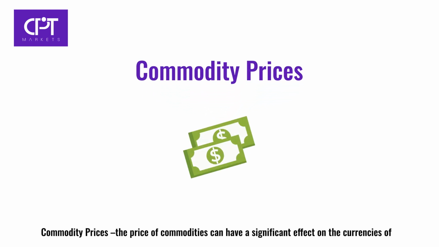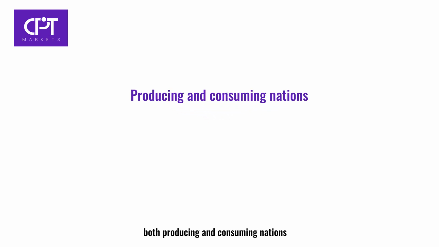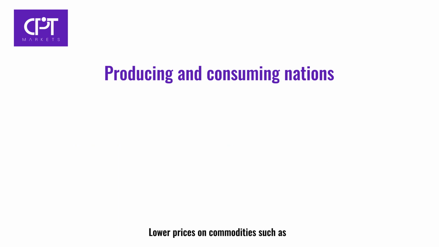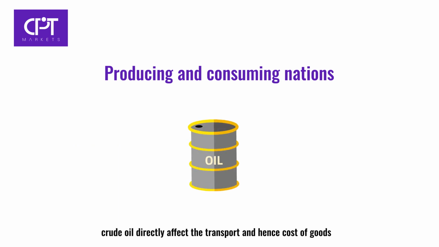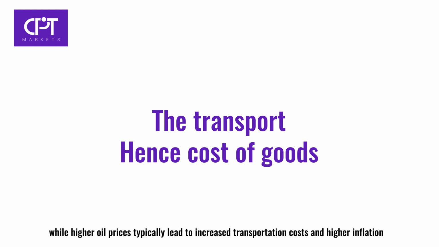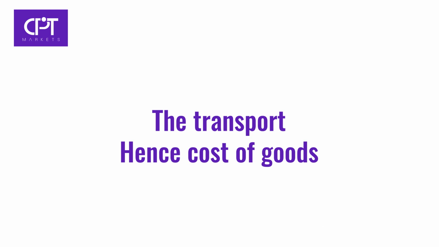Commodity prices. The price of commodities can have a significant effect on the currencies of both producing and consuming nations and are directly related to inflationary and disinflationary cycles. Lower prices on commodities such as crude oil directly affect the transport and hence cost of goods, thereby lowering inflation numbers, while higher oil prices typically lead to increased transportation costs and higher inflation.